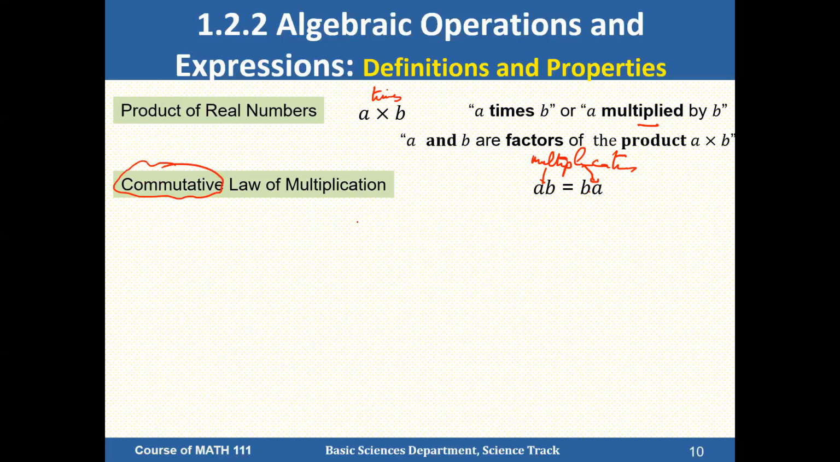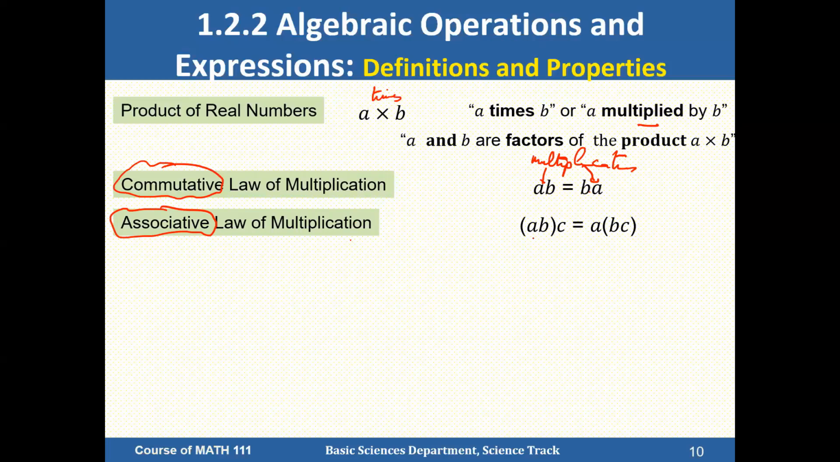It's like the sum of real numbers, it's also associative. That means the parentheses are not important. We multiply a by b first and then multiply by c, or we multiply b by c first and then multiply by a. We get the same result.